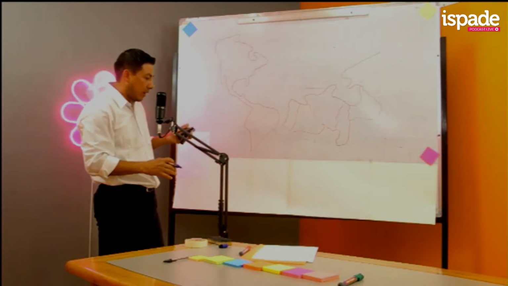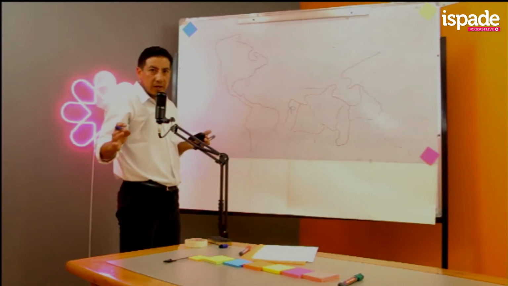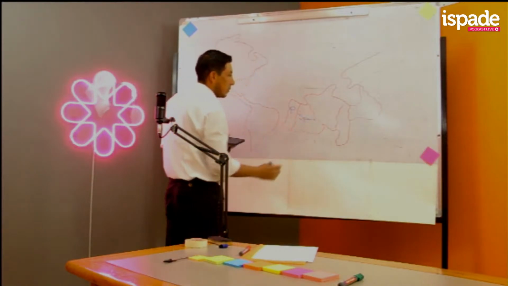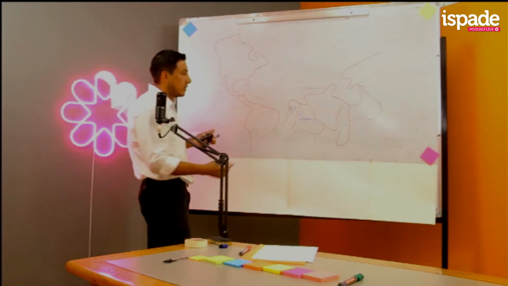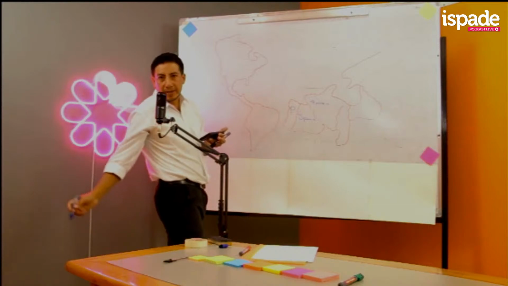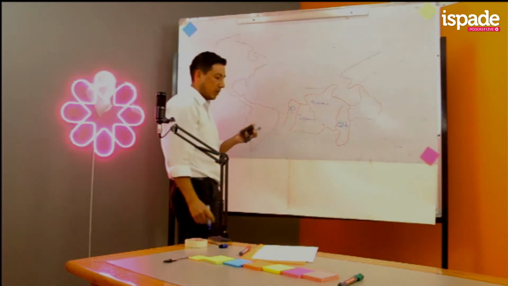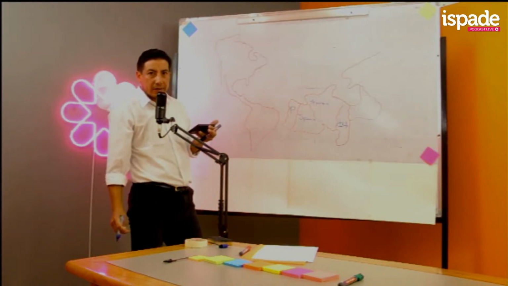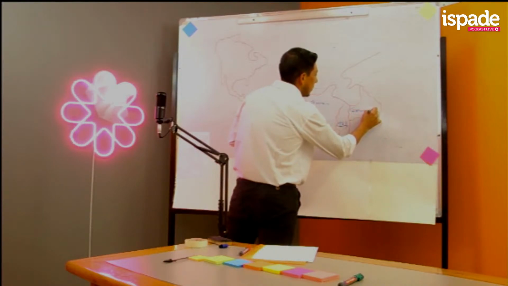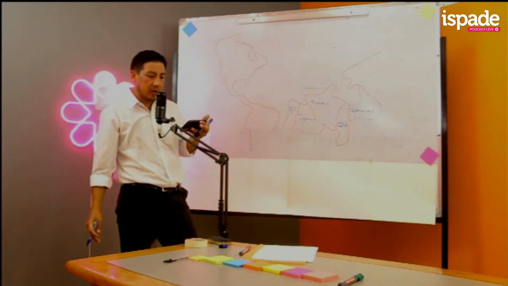For example, here we have Portugal, and also here we have Spain, then we have France, we have Italy, over here we have Germany, and some other countries that we have. For example, here we have Norway and Switzerland.